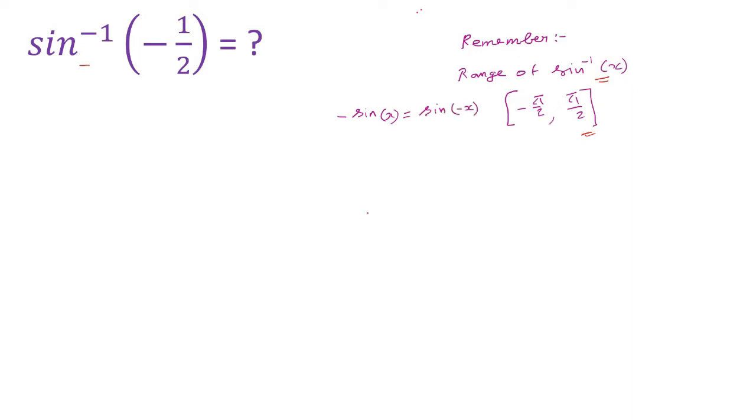Also, you should know this: minus sine x is equal to sine minus x. Then sine pi minus x is equal to sine x. These are the things which you should remember before we go to evaluate this. Also, one more: sine pi plus x is equal to minus sine x. Here sine pi minus x is sine x, sine pi plus x is minus sine x, and sine 2 pi minus x is also minus sine x.